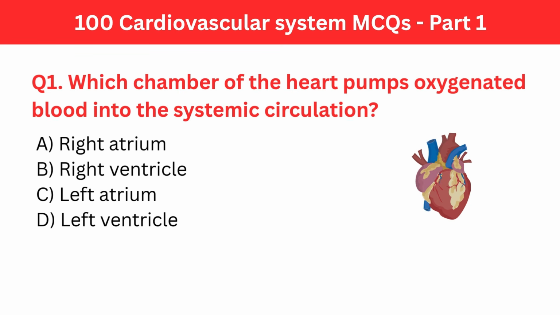Question 1. Which chamber of the heart pumps oxygenated blood into the systemic circulation? The right option is D. Left ventricle.